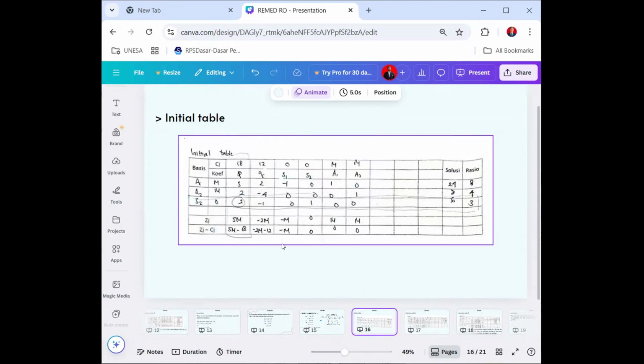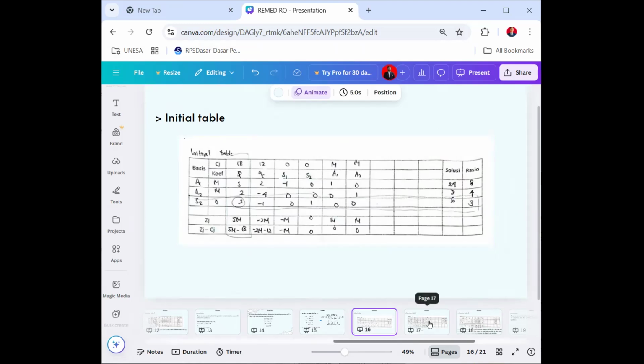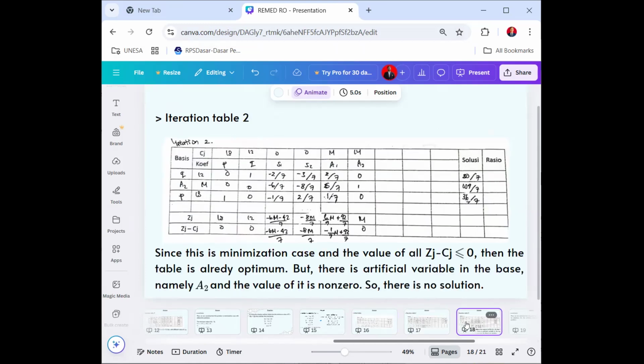This is the initial table. Here, because the case is a minimization case, we need to search for the highest value of zg minus cg. So we have this column, and then we have the ratio like this after we divide the solution by the k column. From this ratio, we take the smallest number. This is the k row, just like before, and we do the iteration again. Now we have iteration table 2.